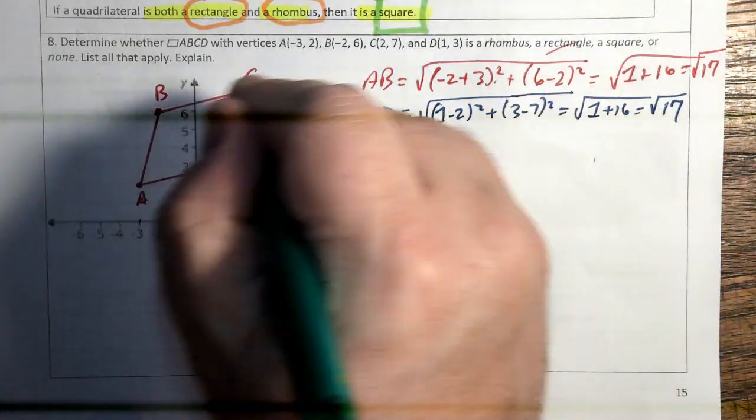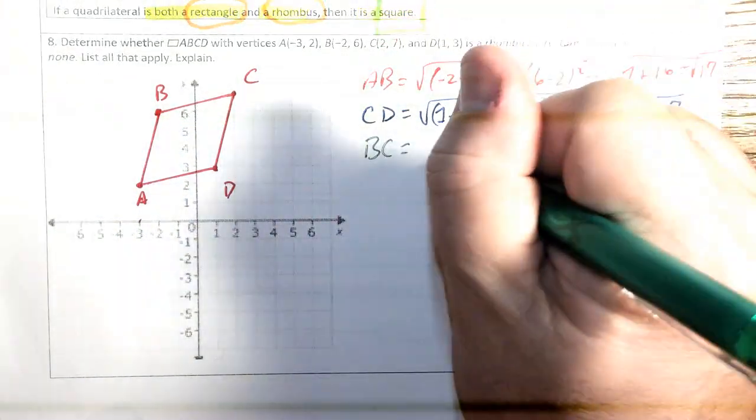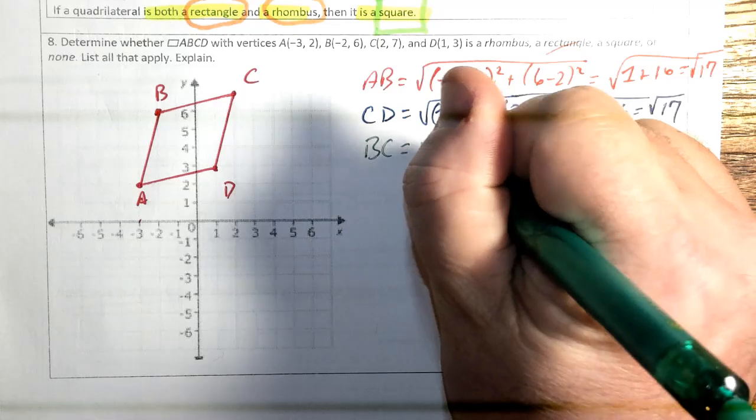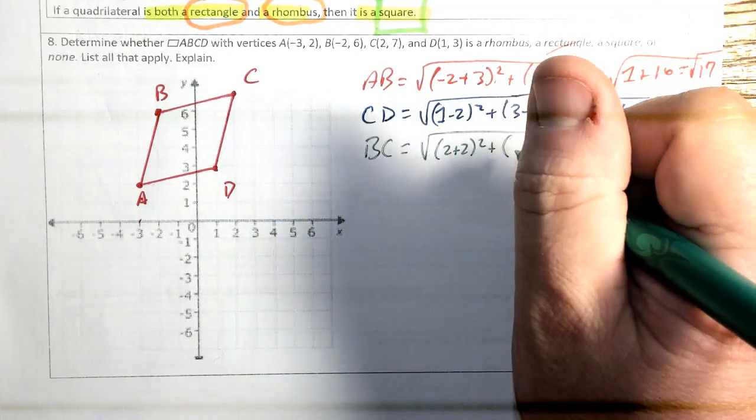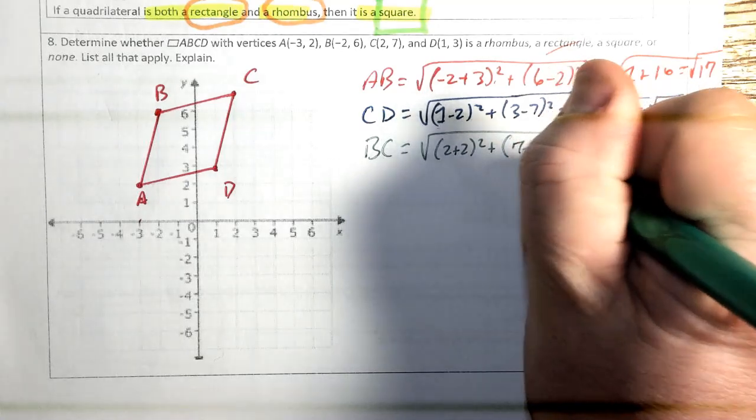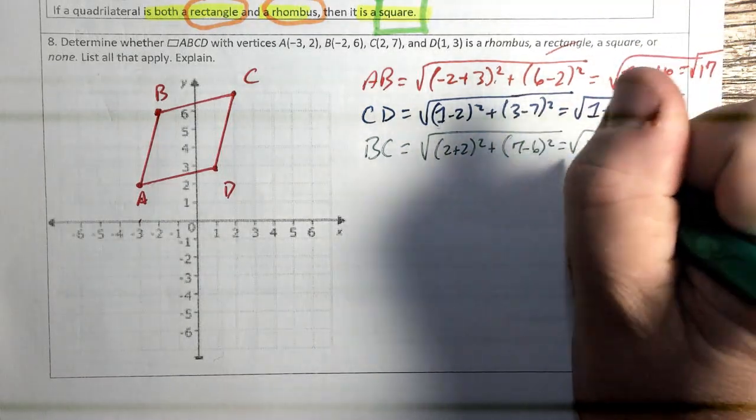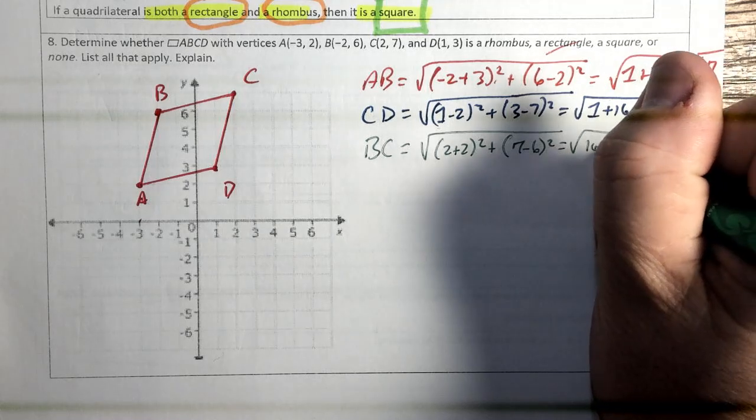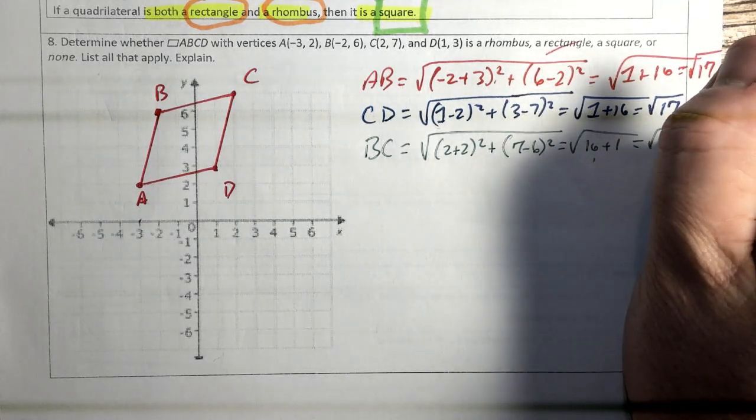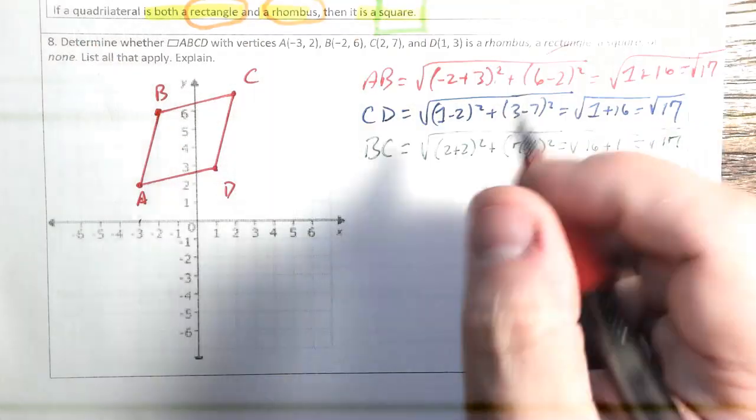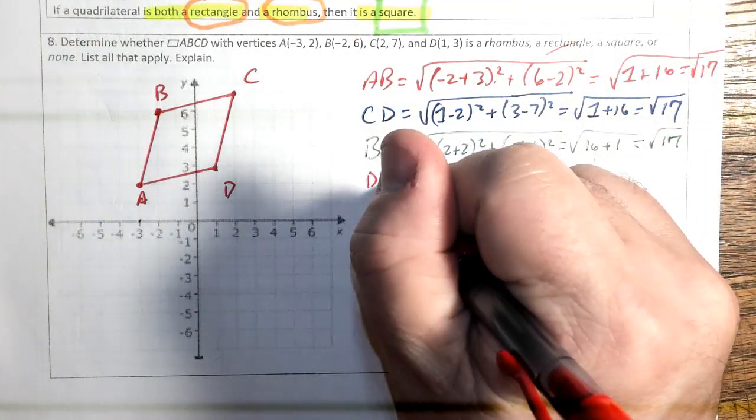BC. So we're up here. Should have drawn these in this color, but oh well. All right, so we got 2 plus 2 squared plus 7 minus 6 squared. So 2 plus 2 is 4. 4 squared is 16. 7 minus 6 is 1. 1 squared is 1. 16 plus 1 is 17. Let's go back to red again for the last one, DA. So bottom here.